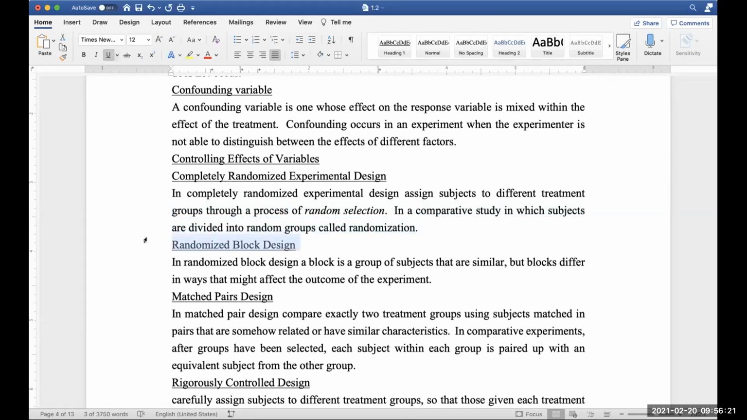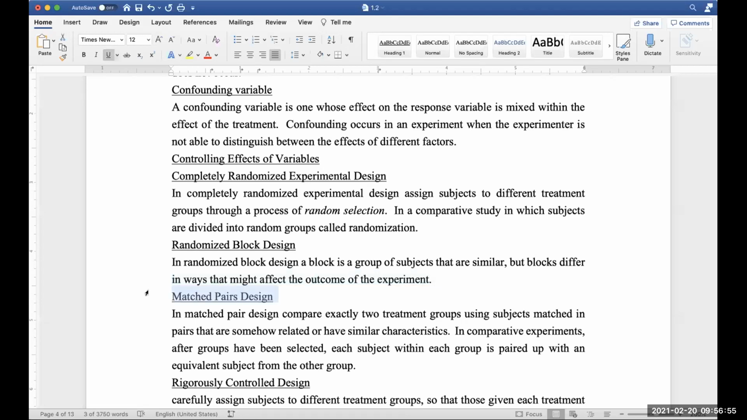So a randomized block design. In a randomized block design, you will design a block, which is a group of subjects that are very similar. But blocks differ in ways that might affect the outcome of the experiment. So within the block, they're homogeneous, but the blocks are heterogeneous.